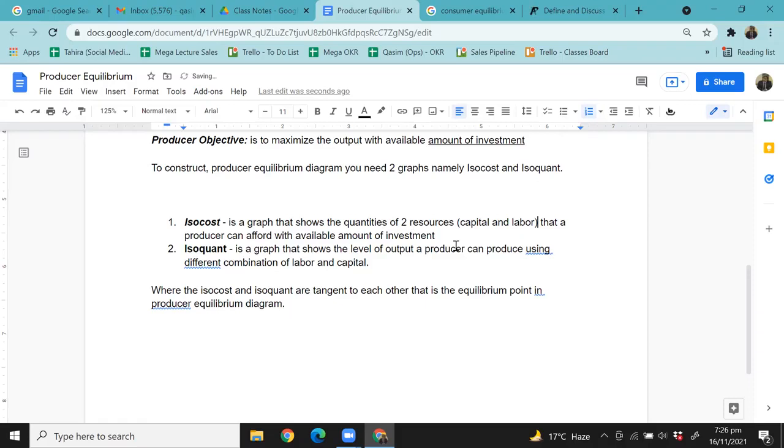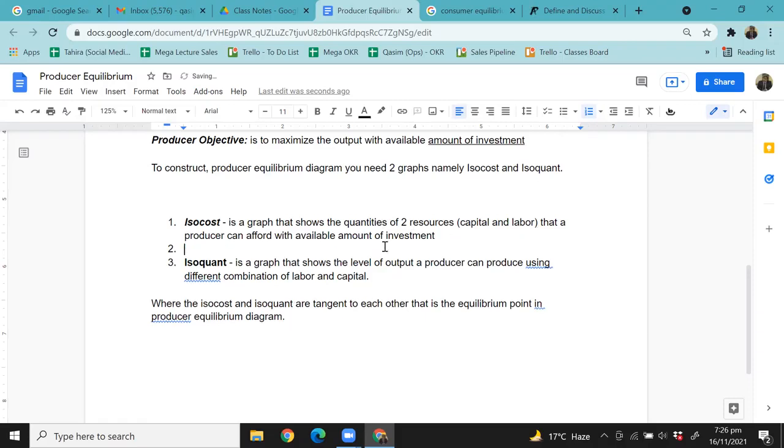That a producer can afford with the available amount of investment. That's what we looked at. And what is an isoquant? An isoquant is a graph that shows the level of output a producer can produce using different combinations of labor and capital. What is an isoquant? A graph that shows a certain level of output.